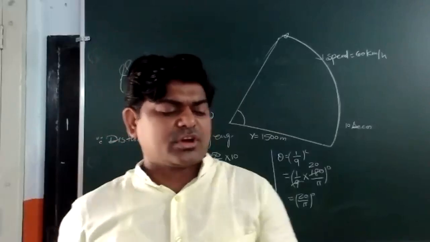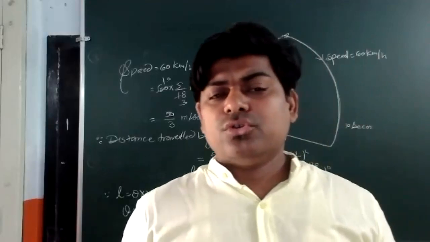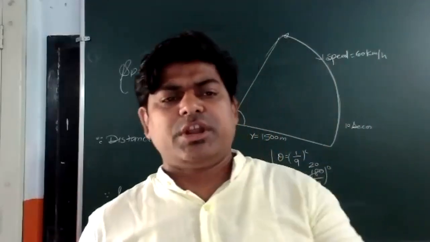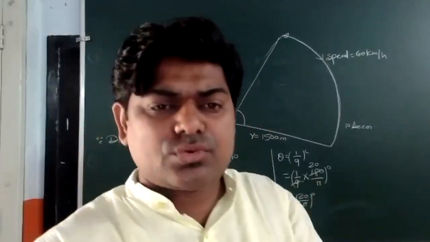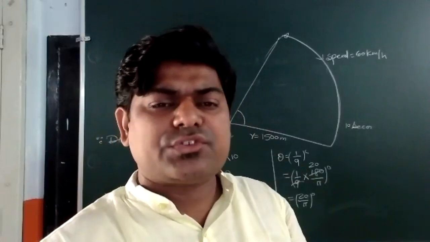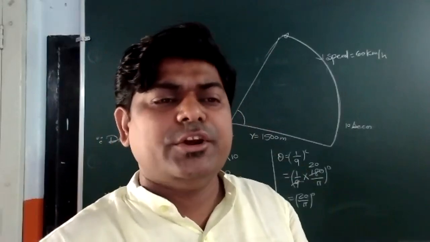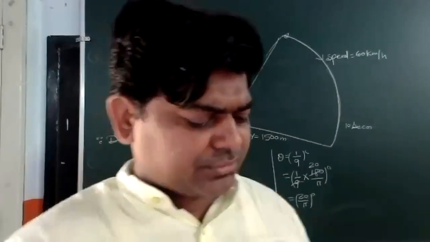Now, I'm moving on to some more questions here. As I told you, all these questions depend totally on this formula only. L is equal to theta into R, where theta should be in radian. And I can say A is equal to 1 upon 2 L into R, that is the area of the sector.